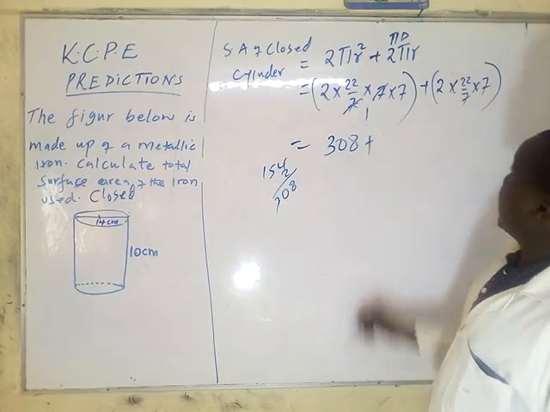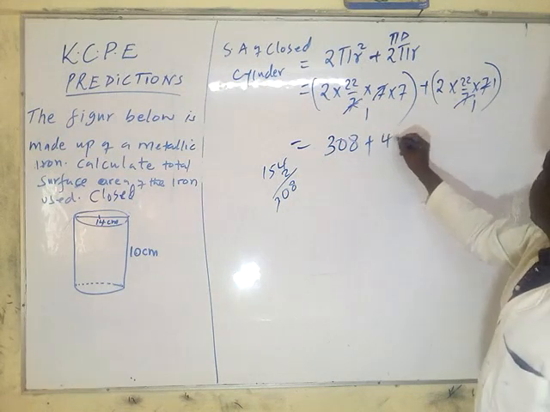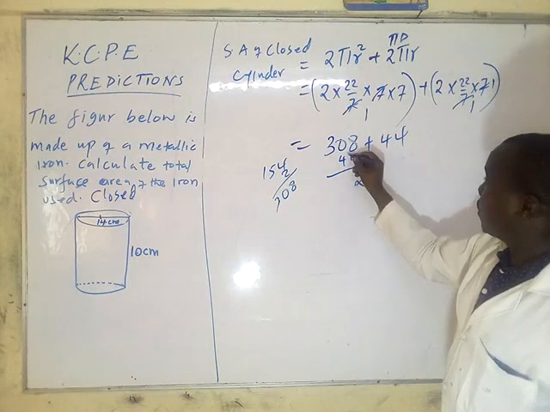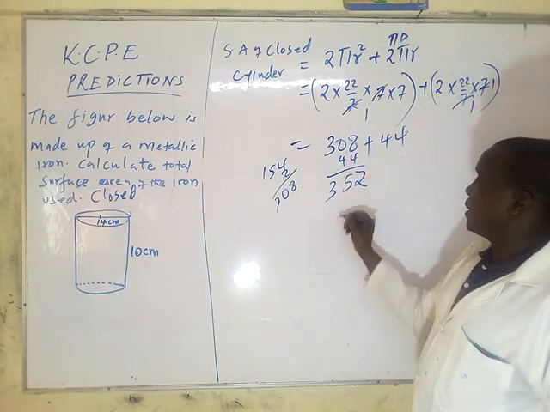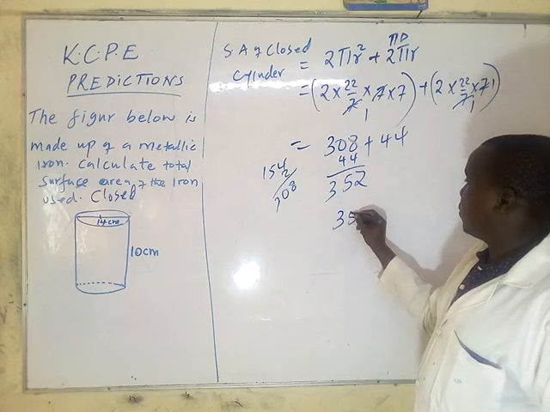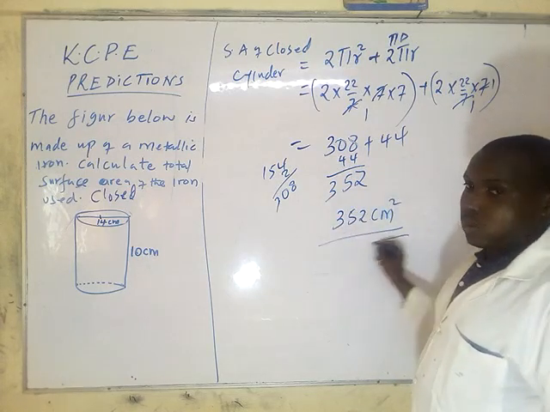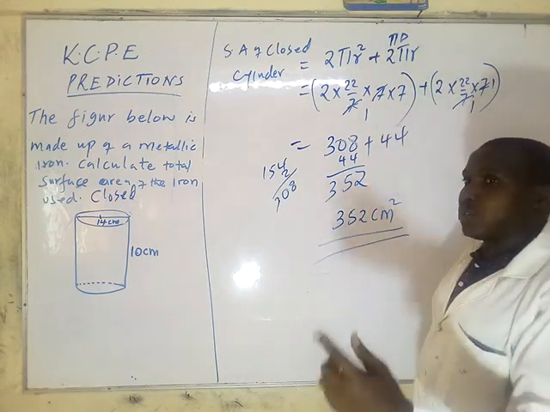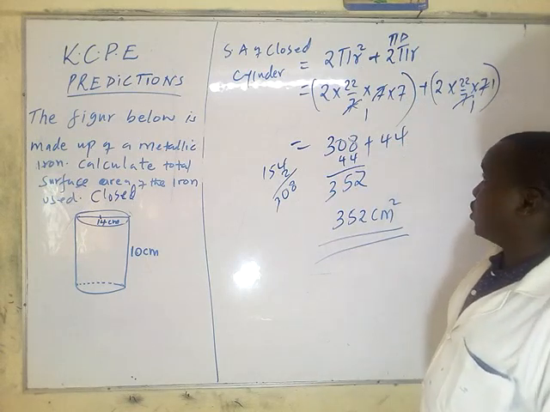308 plus this one here once. This is 44. So you add 44 here, and you have 352. So the total surface area of that cylinder is 352 centimeters squared. It is important that you master the formulas of every figure for you to score all the marks that you need to score.